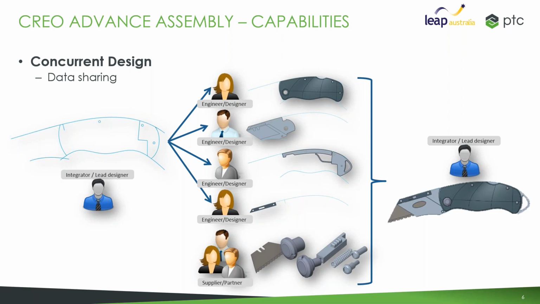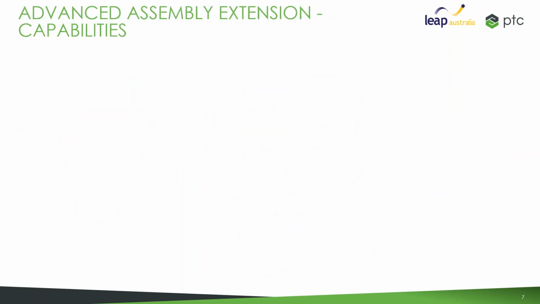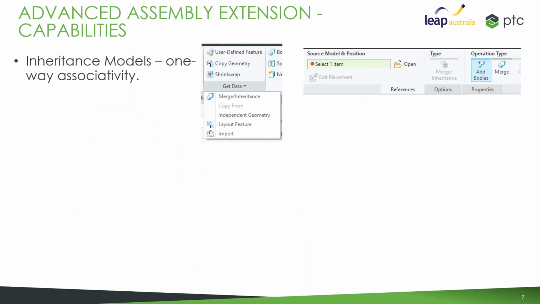In addition to that, the Advanced Assembly Extension will also enable users to use tools like merge and inheritance from one part to another part. And with the introduction of multi-body in Creo 7, we can treat them as separate bodies and utilize Boolean tools for further operations.